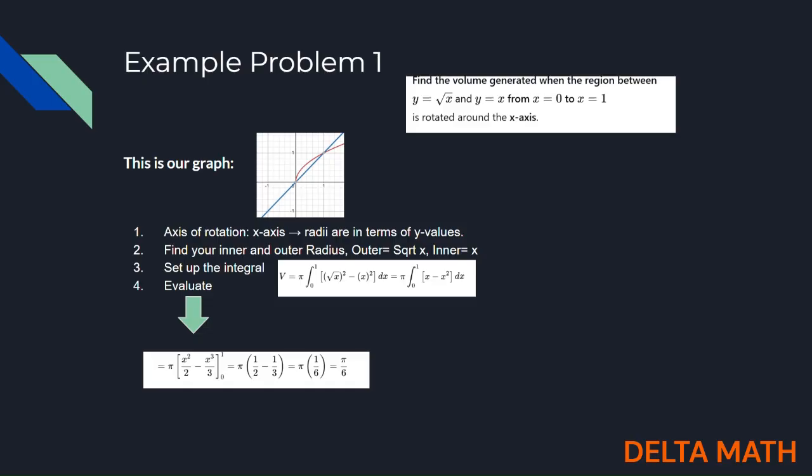Next, we must find our axis of rotation, which is the x-axis, so our radii must be in terms of x. Next, we must find our inner and outer radius. Our outer radius, for this case, is the square root of x, where our inner radius is just x. Now we plug it into the formula we were given above, and then we evaluate it to get pi over 6.